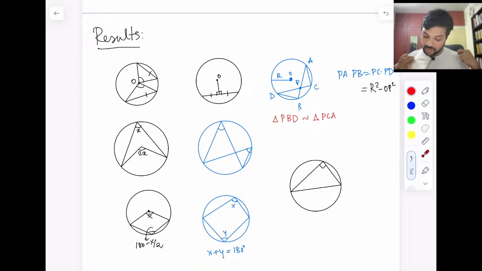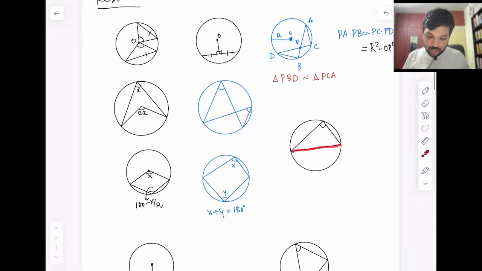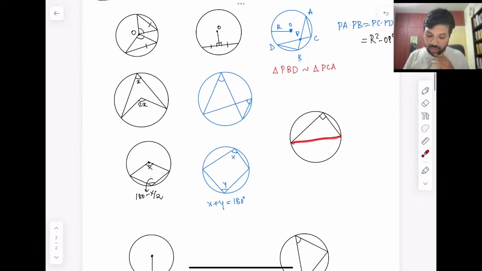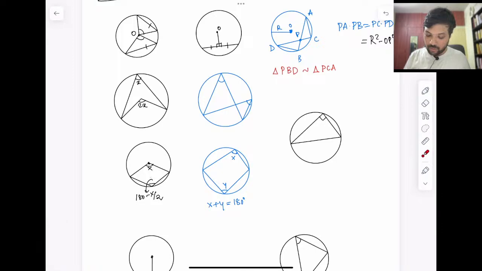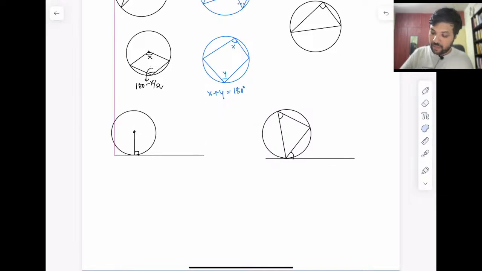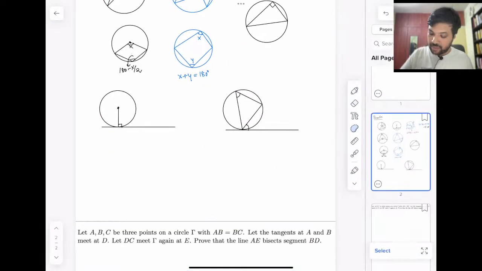However, the converse is also true. Okay, if this is 90 degrees for a triangle, then the chord is the diameter. Okay. All right. So these are some basic facts. Now, slightly more interesting facts or more powerful theorems are the following. Let's quickly revise, and we need it for today's problem set.